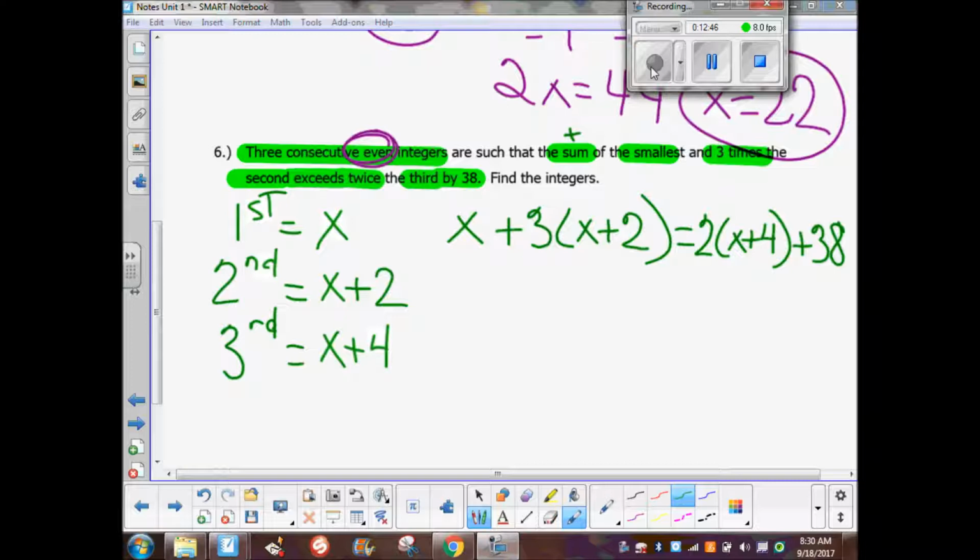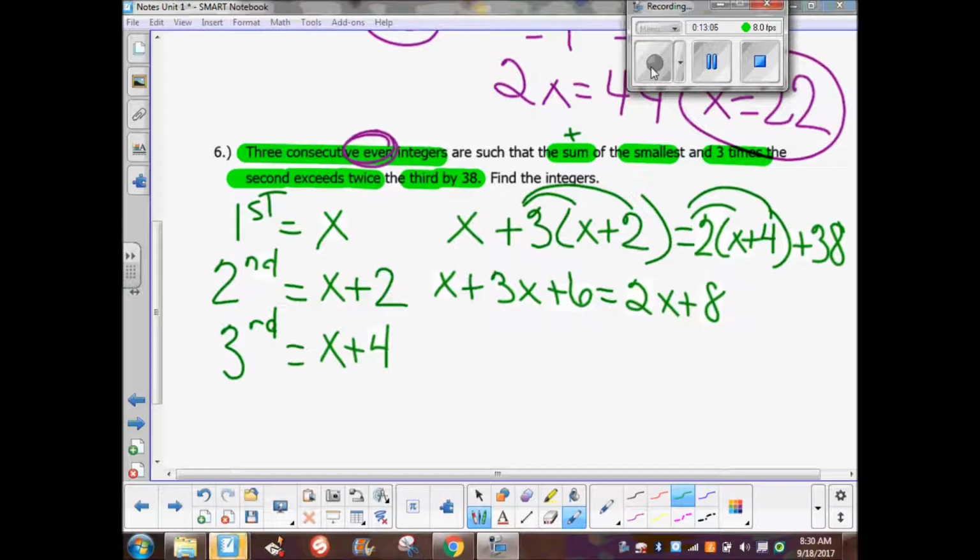All right, let's solve that equation. So x plus 3x plus 6. Good so far? We had to distribute. Equals, we got to distribute here. 2x plus 8 plus 38. Okay with the distributing? Now we got to combine.